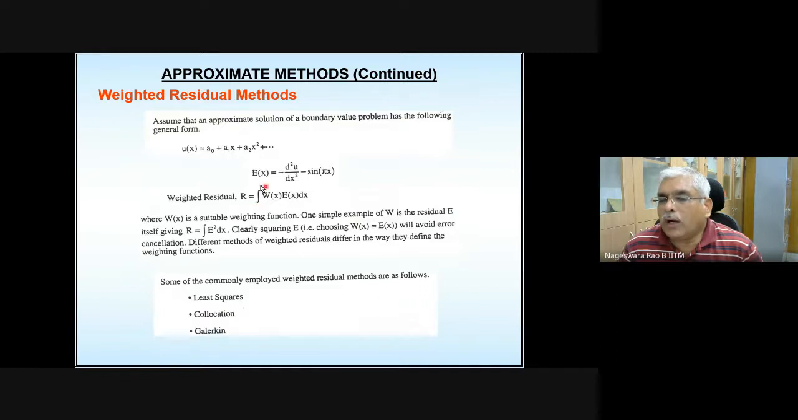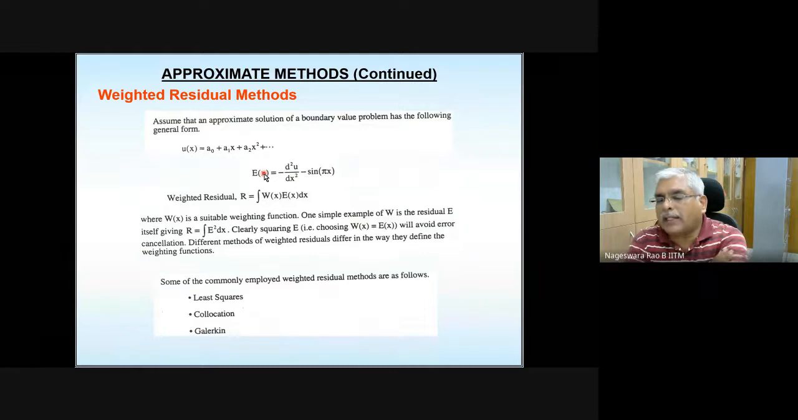So basically what you are doing is defining the error e, which is equal to minus the second derivative of u with respect to x squared, minus sine pi x. This error e is going to be different at different locations between 0 and 1. Error is going to be a function of x. So if I sum up all the error, then I am going to get the total error over the domain.